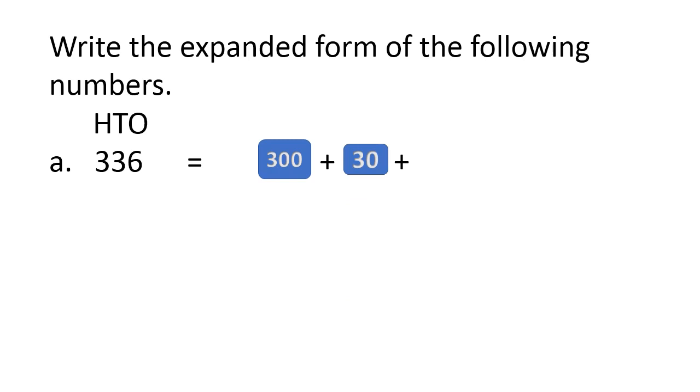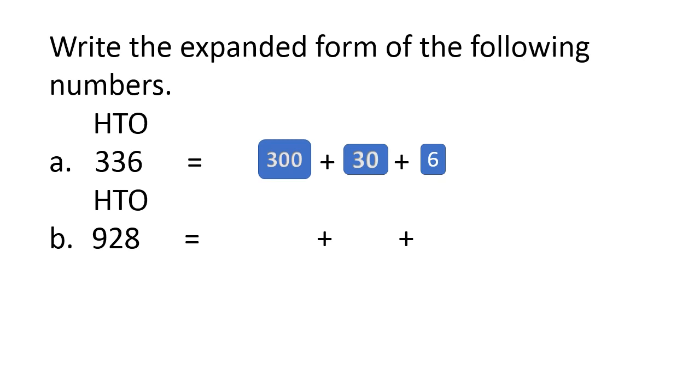And 6 is at ones place, so what is the place value of 6? That is 6. Understood? So how we can write the expanded form of 336, that is equal to 300 plus 30 plus 6. Let's see another example. Here in B part, the numeral is 928. So first of all we will write places on it, ones, tens and hundreds. So here 8 is at ones place, 2 is at tens place and 9 is at 100 place.